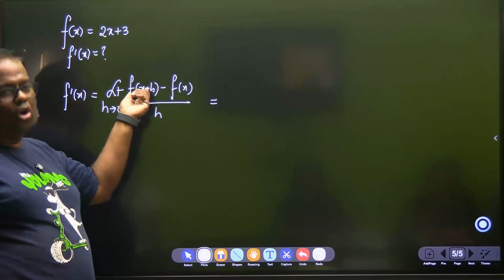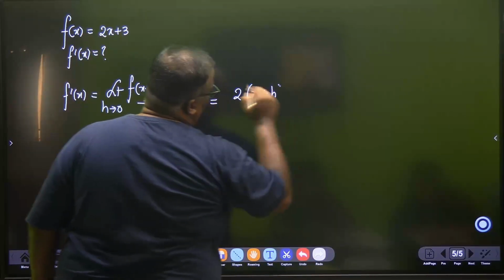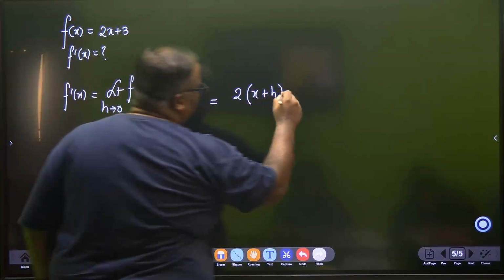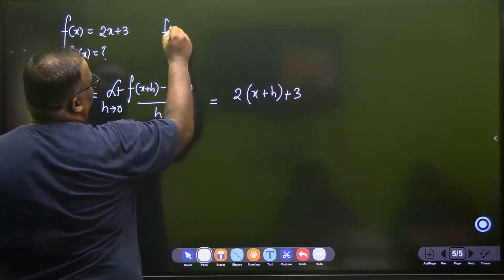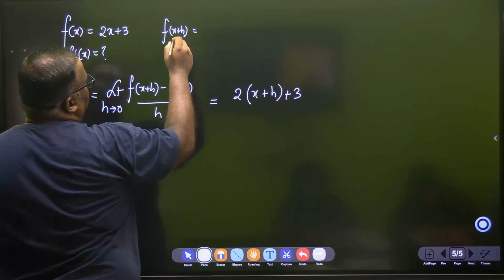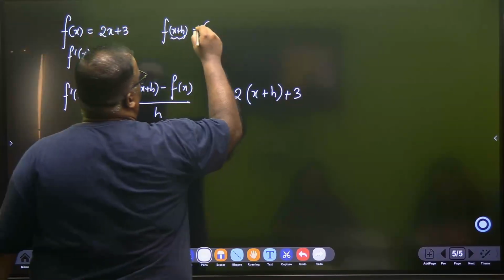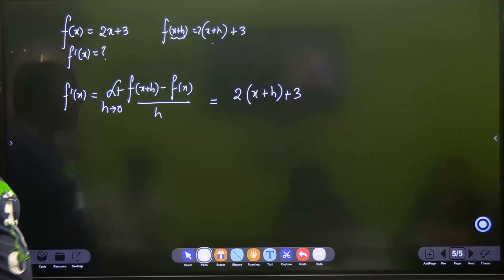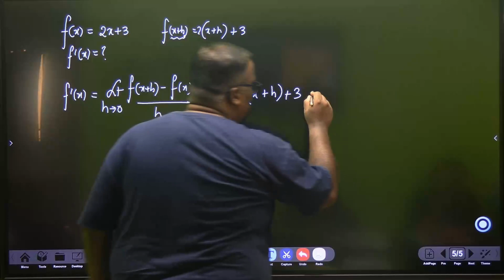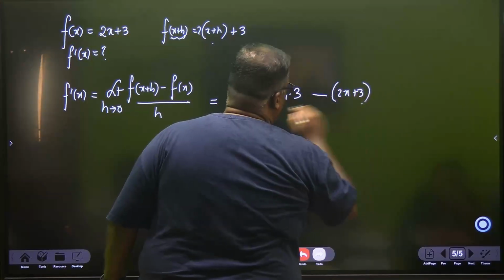Think of it as dog. Just enter dog here. So what do you enter? 2 into x plus h. The whole function is 2 times x plus h, plus 3. This is f of x plus h. This whole thing is to be read as one unit, take it out and plug it in place of x. Clear? And then I should do f of x, which is what?